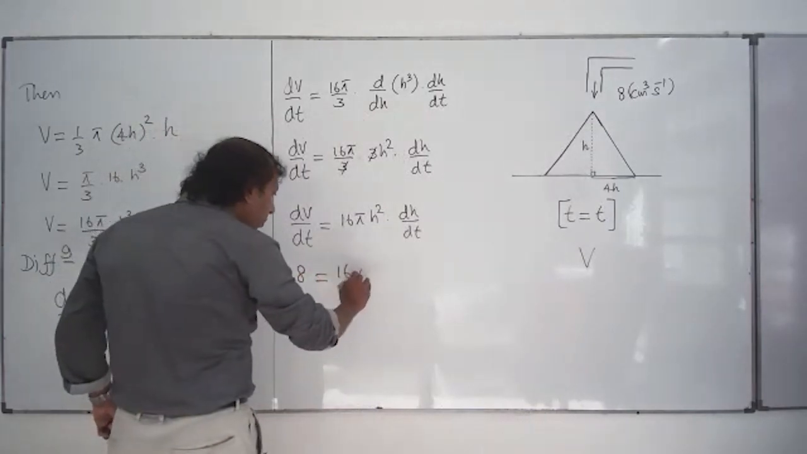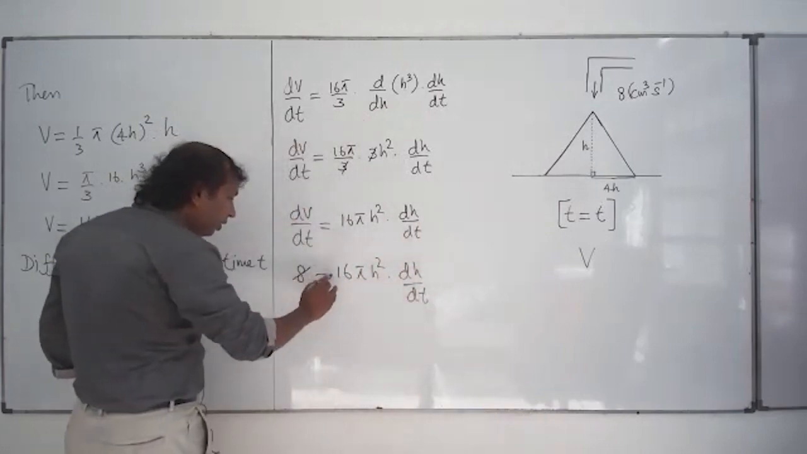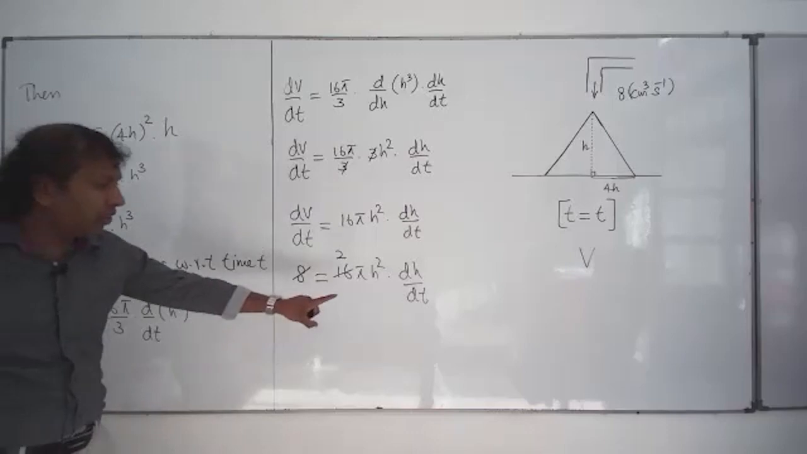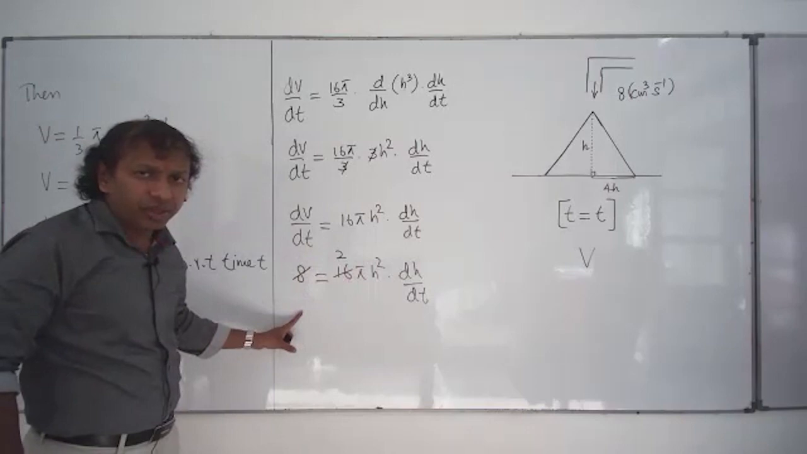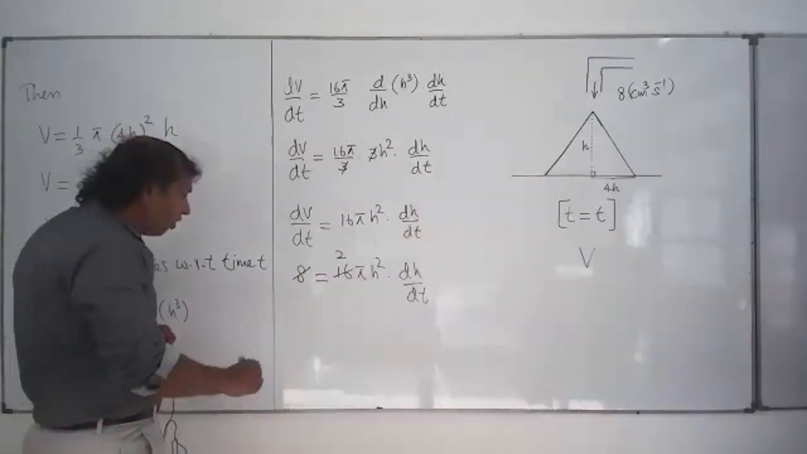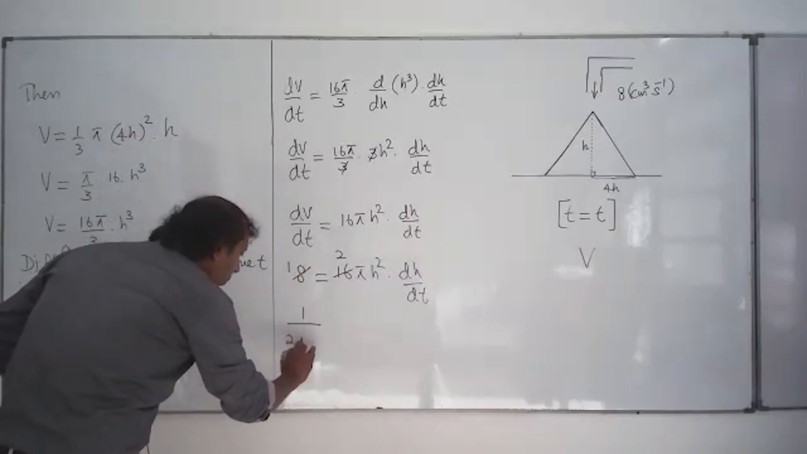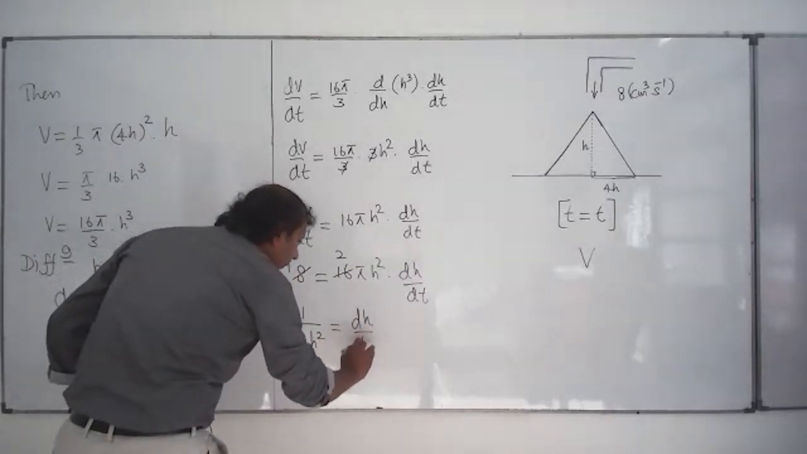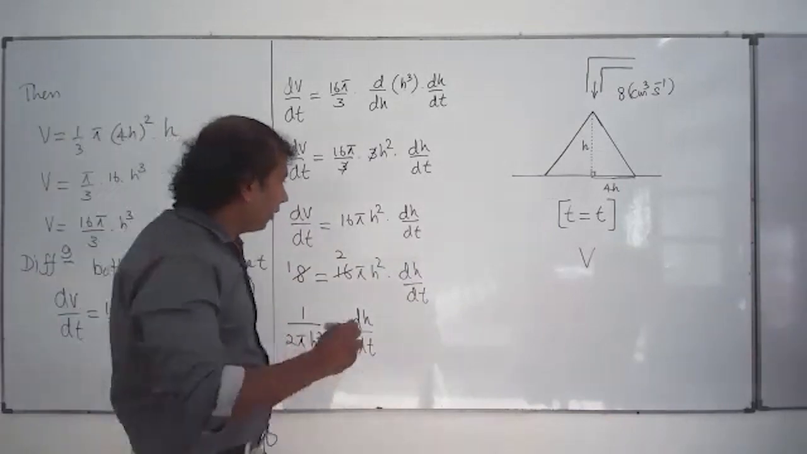Understand? So therefore, this dV by dt is 8, equals 16 pi h squared dh upon dt. Right? 8 and this 16 we can cancel down like this. Now you can make dh by dt the subject, taking this 2 pi h squared to the left-hand side denominator. After cancelling by 8, this is 1 now. Then what do you get? 1 over 2 pi h squared equals dh by dt.